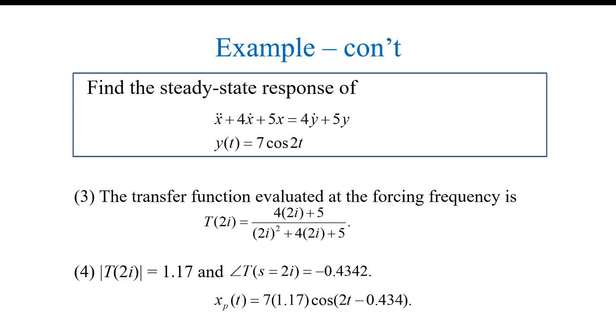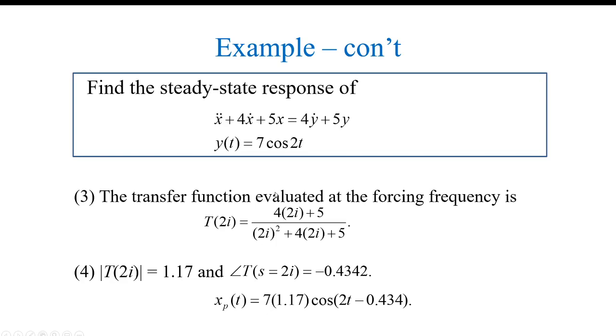So continuing with the example, the transfer function is evaluated at the forcing frequency. So substitute s equal to 2i, and you have to be careful that it has to be in radians per second. So s is i times omega, where omega has to be in radians per second. You substitute that in, and this complex number can be evaluated using your calculator. I think there's an option called complex, and you find that the absolute value is 1.17 and the angle is negative 0.4342 radians.